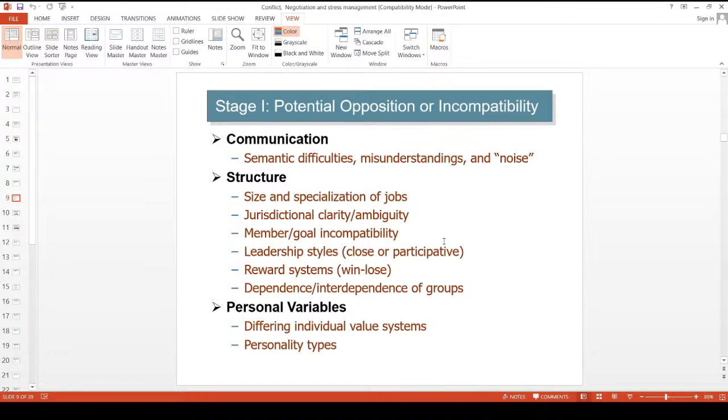Then personal variables are also important, which can also create or initiate the conflict within the team, group, or organization. It includes the individual value systems and personality characteristics. Certain personality types lead to the potential conflict. Now everyone has their own personality. So these personality matters can also be a source of conflict among the different groups, members, among the different individuals.